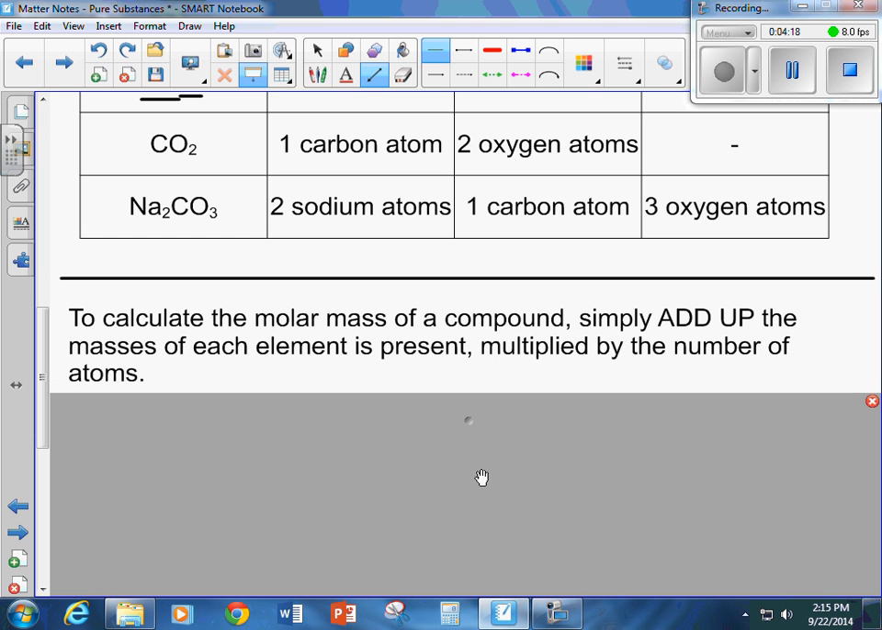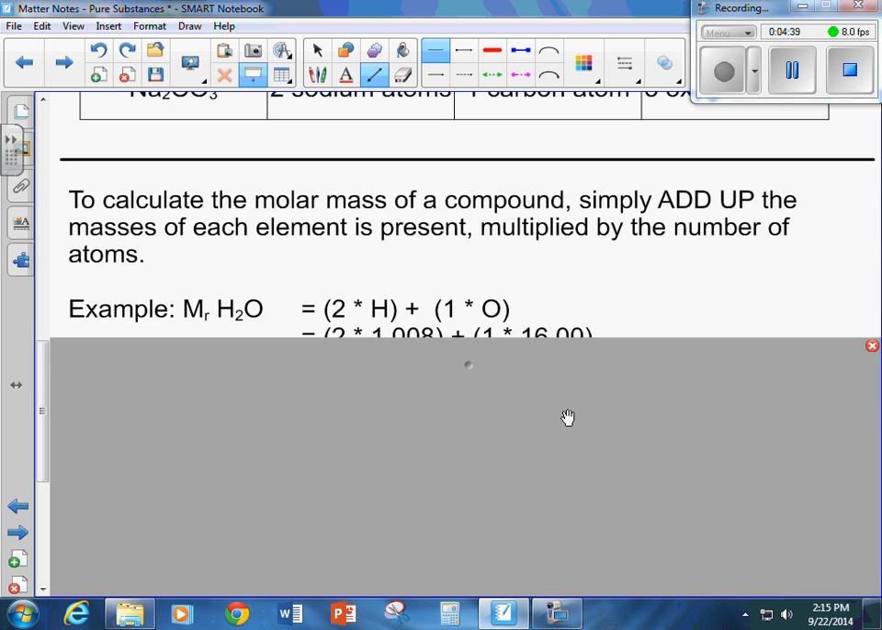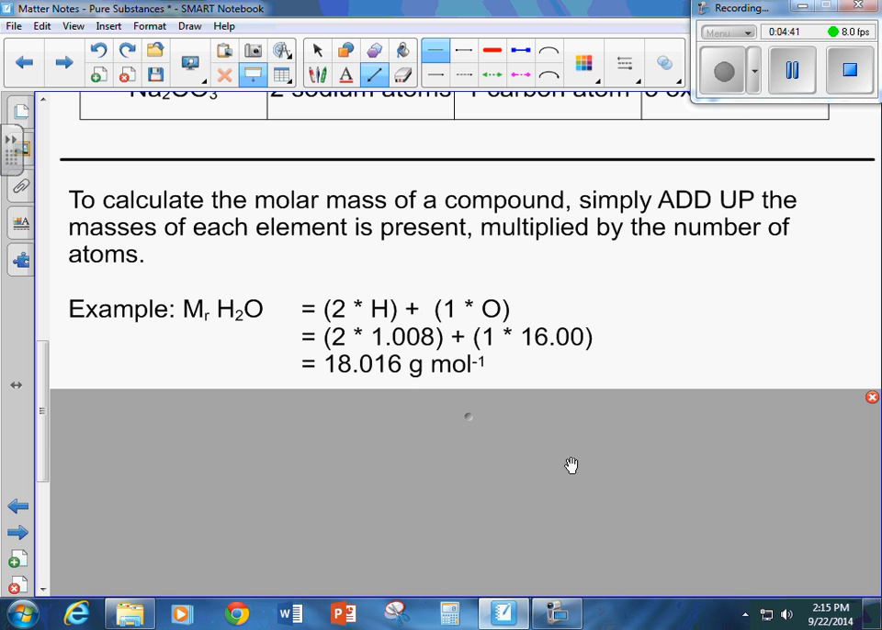So the next step is we want to calculate the molar mass of the compound. The molar mass of the compound is really simple. You just add up the masses of the individual elements that are involved in the compound. Now, when we have multiples of an element, we want to add in multiples of that mass. So, for example, when we take a look here with the molar mass of water, you will notice that there are two atoms of hydrogen here.